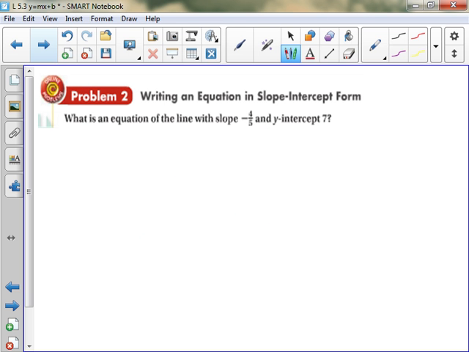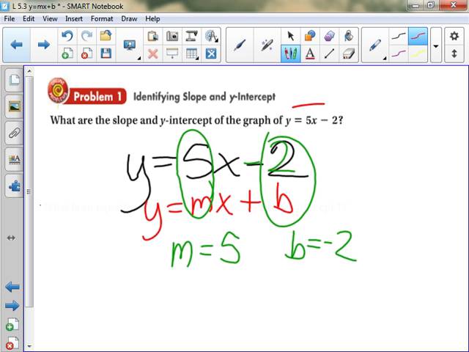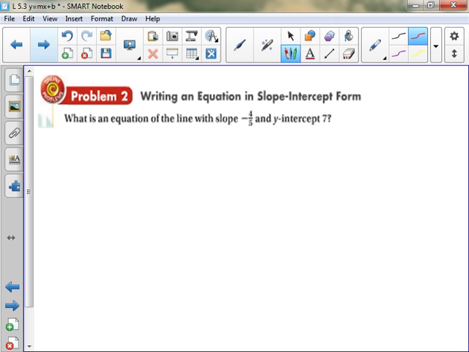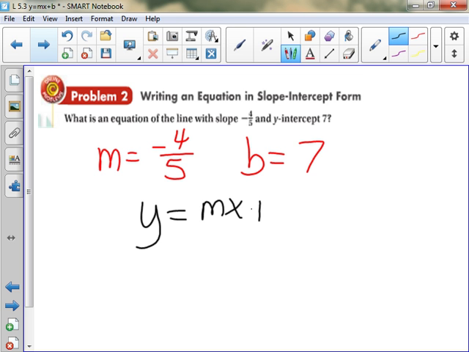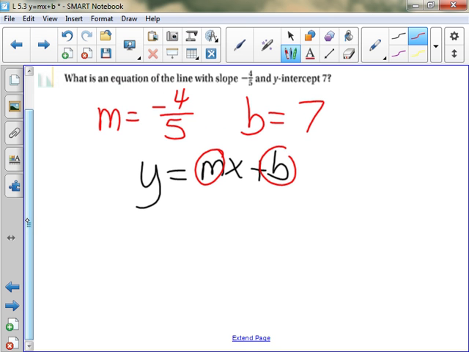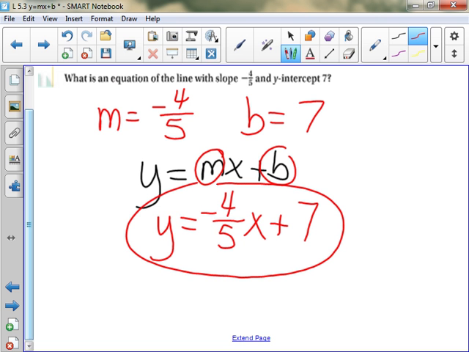Problem 2. What is an equation of the line with the slope negative 4/5 and a y-intercept of 7? So in problem 2, instead of giving you the equation of the line like I did in problem 1 and asking you what the slope and y-intercept are, I'm going to give you the slope, m, equals negative 4/5, and the y-intercept or beginning point of 7. You just have to write the equation. If you start with the form y equals mx plus b, you just have to replace the m and the b with the m and the b that are given. So the equation for this problem is y equals negative 4/5 x plus b, which is 7. Very simple, very basic, and mostly review for most of you.